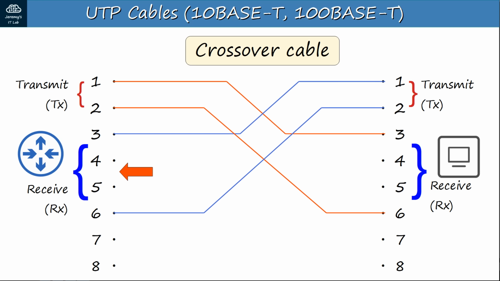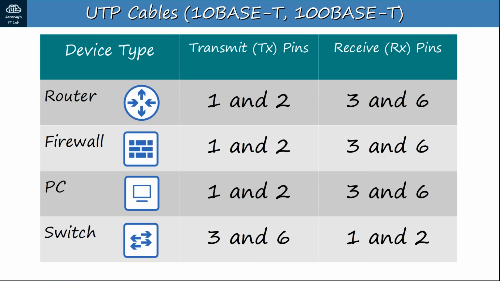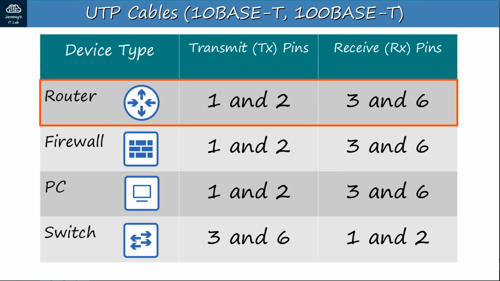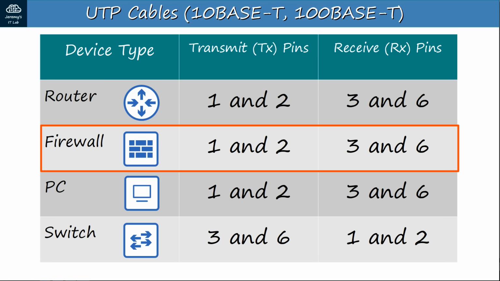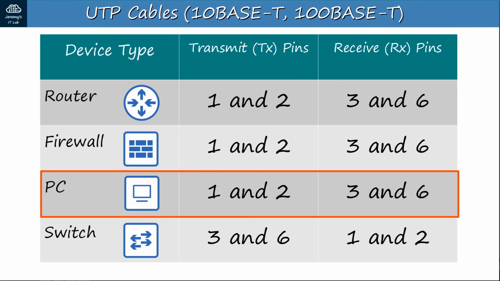Here's a chart reviewing different device types and the pins they use to transmit and receive data. Routers transmit data on pins 1 and 2 and receive data on pins 3 and 6. Firewalls are the same as routers. They transmit data on pins 1 and 2 and receive data on pins 3 and 6. PCs also transmit data on pins 1 and 2 and receive data on pins 3 and 6.